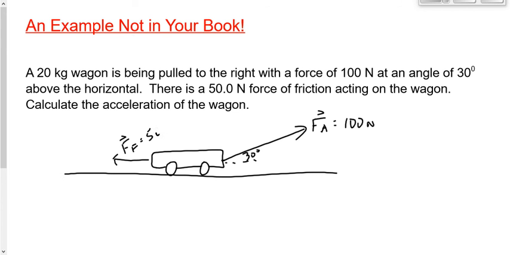Now, let's assume that this wagon is not going up into the air. Okay, let's assume that this wagon is moving horizontally, right? When you pull a wagon at an angle like this, you walk with your newspapers in the back or your little brother in the back. You know that it's moving horizontally, right?